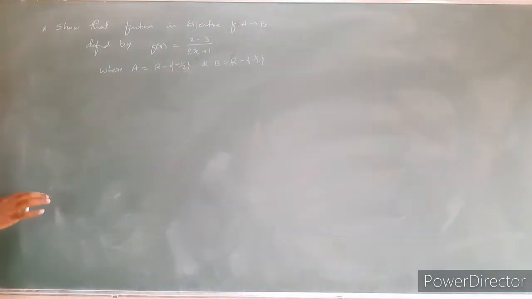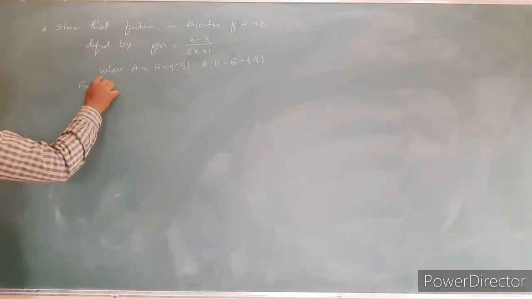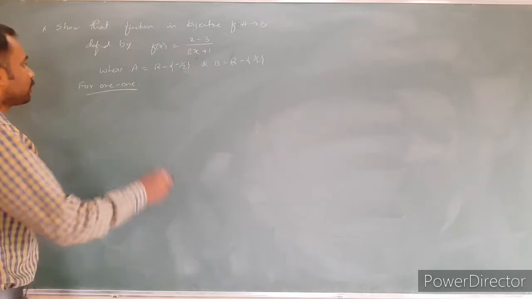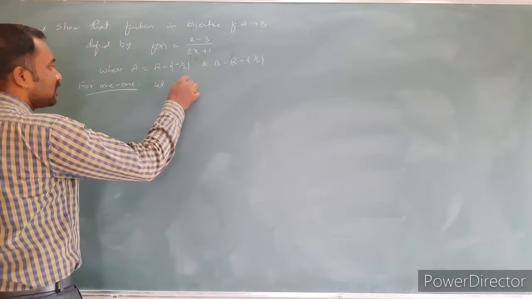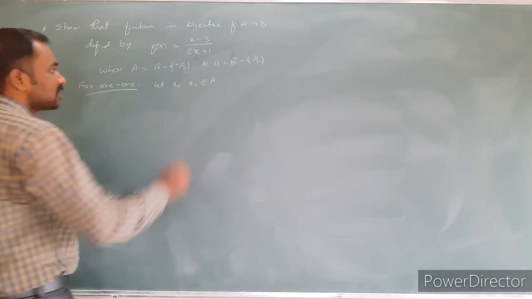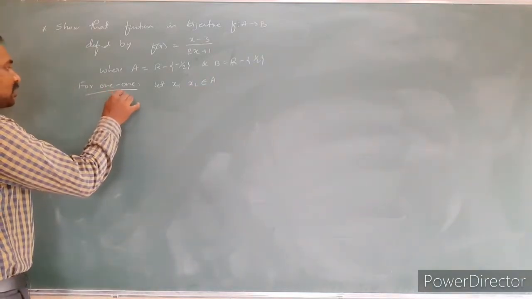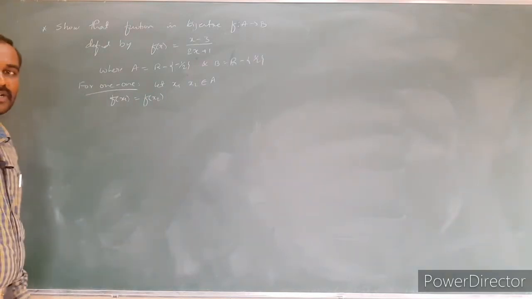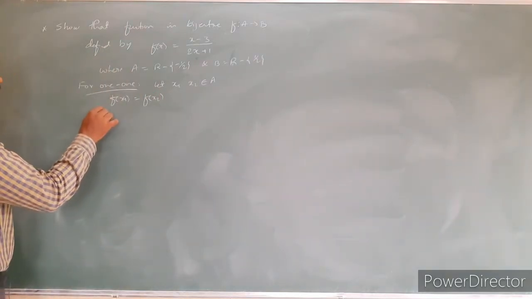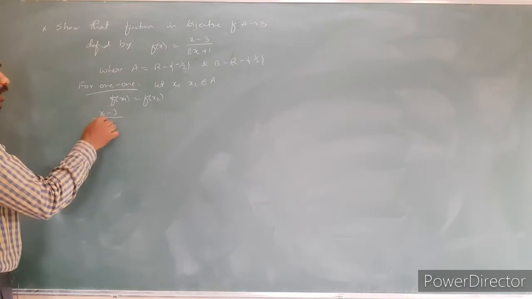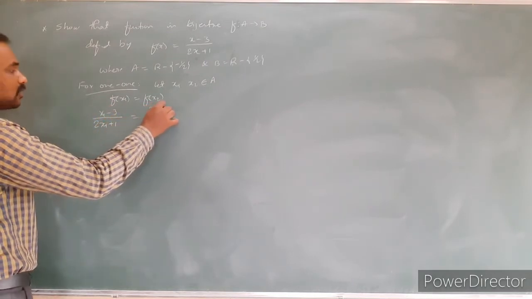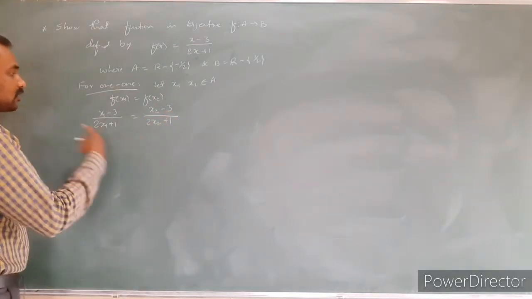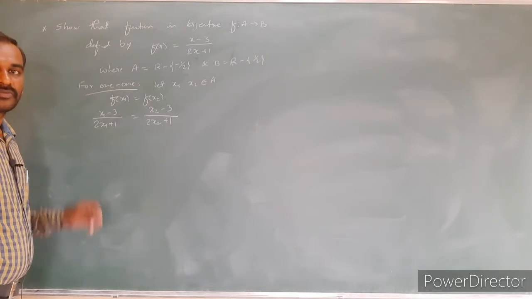Okay. We need to prove it is bijective. Pause the video, try to solve it: one-one and onto. Generally, let x1 and x2 belong to the domain set A. Consider f of x1 is equal to f of x2. Every problem has the same method, only the function value is changing. x1 minus 3 divided by 2x1 plus 1 is equal to x2 minus 3 divided by 2x2 plus 1. I need to get x1 equal to x2, so cross multiply and simplify.